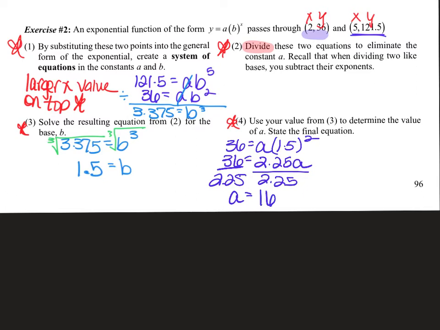That doesn't always happen. So I now know my A and my B. So the general formula for any point, not just those 2 points given, is y equals 16 times 1.5 to the power of x. And that is my final equation. Again, put it in your y equals, go to your table, make sure that this point and that point are both in the table.